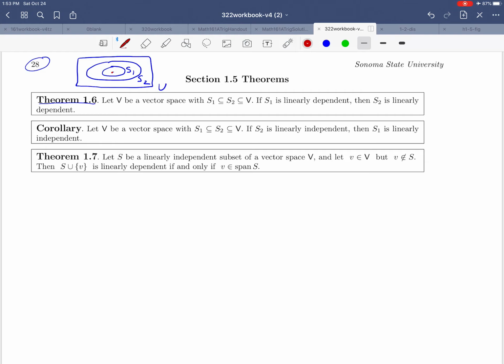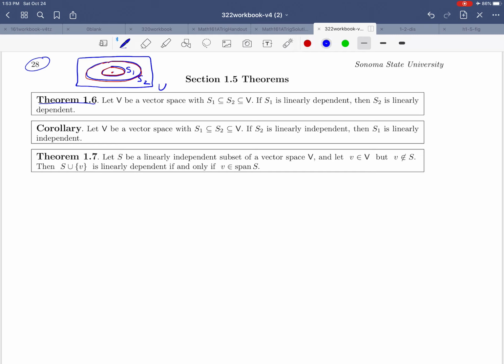But if that statement is true in the smaller set, if there are dependencies in the smaller set, then there certainly have to be those same dependencies in the bigger set. So logically, theorem 1.6 makes sense, and if we were going to write a proof, we would base the proof on that intuition that we just described.